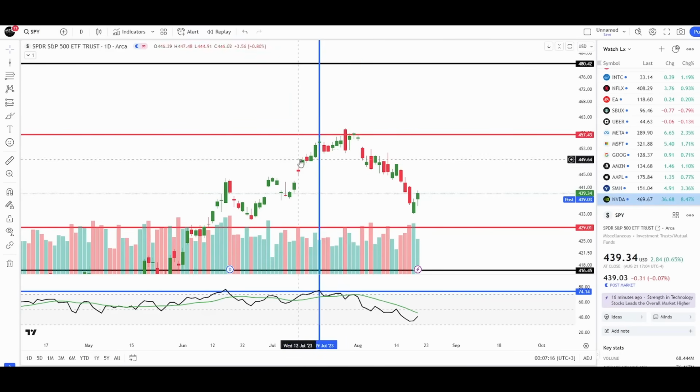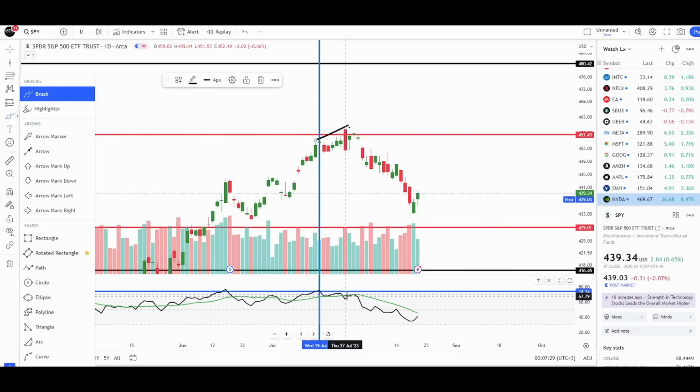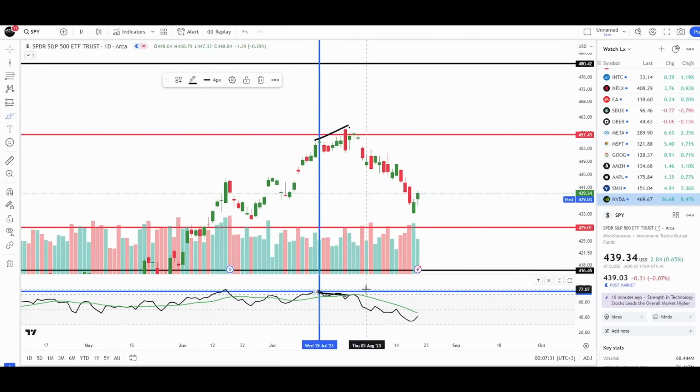What does that mean when price makes a higher high and the momentum indicator that we use, in this case the RSI, makes a lower high? It means that we have what is called a bearish divergence, right? Higher high on the daily chart, lower high on the momentum indicator.